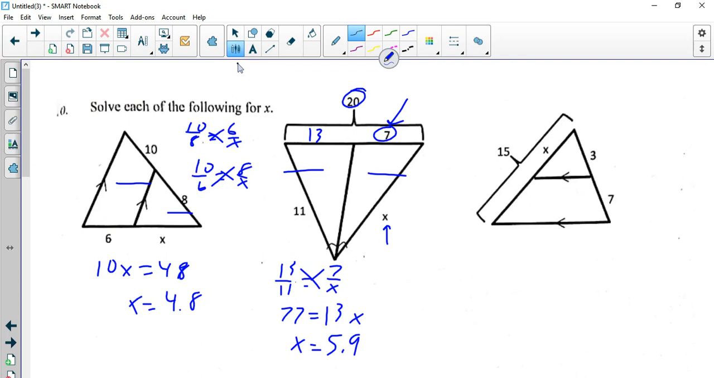Okay, now we have the challenging one. We know the whole thing is 15. This piece is x. Now remember, here's how you figure this out. Let's say this was 4. That would make this 11. How'd you get 11? 15 minus 4. So we're just going to do 15 minus x. I'll rewrite that.